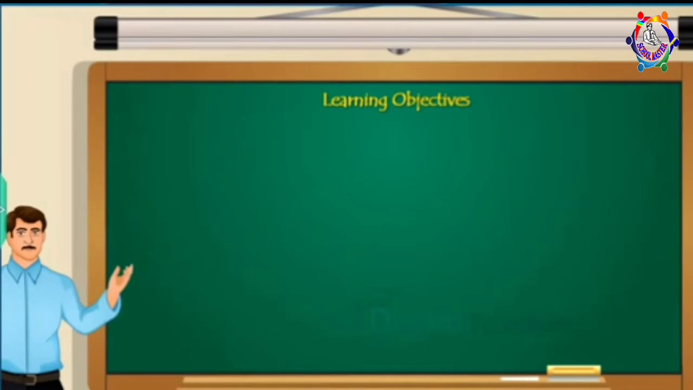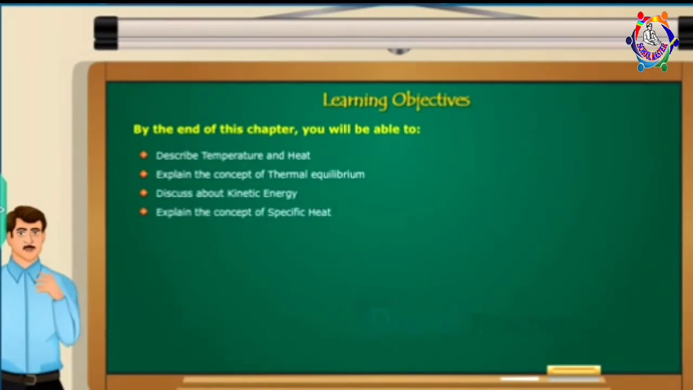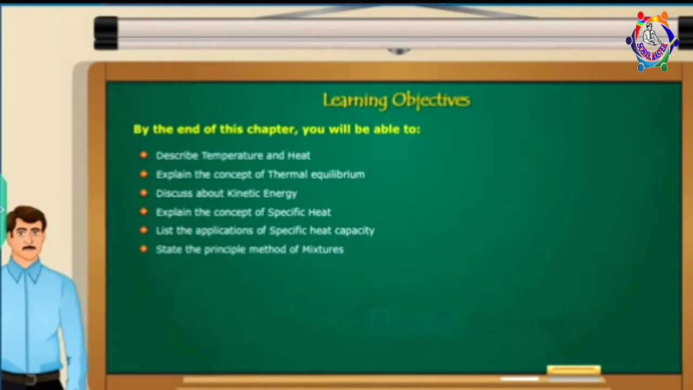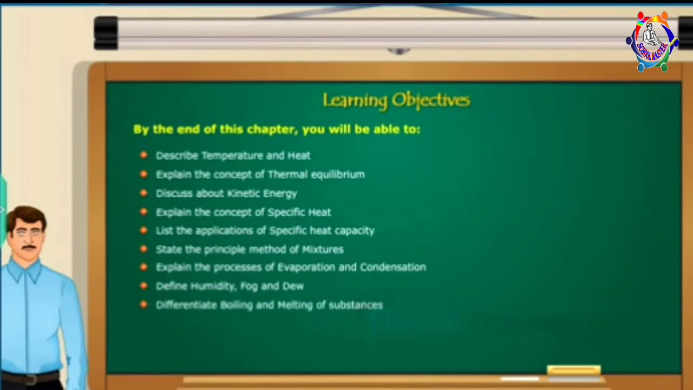Learning objectives. By the end of this chapter, you will be able to describe temperature and heat, explain the concept of thermal equilibrium, discuss kinetic energy, explain the concept of specific heat, list the applications of specific heat capacity, state the principal methods of mixtures, explain the processes of evaporation and condensation, define humidity, fog, and dew. Differentiate boiling and melting of substances.